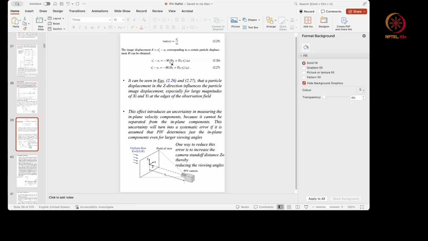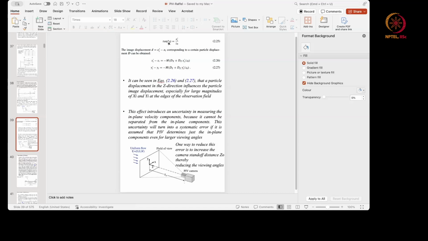displacement in the x direction and the y direction of the actual particle, because then you have this out-of-plane component which actually comes into the picture, which is dz times xi prime divided by z naught. Okay, so this introduces what we call a systemic error, if we assume that the PIV only measures the in-plane components, even for large viewing angles.